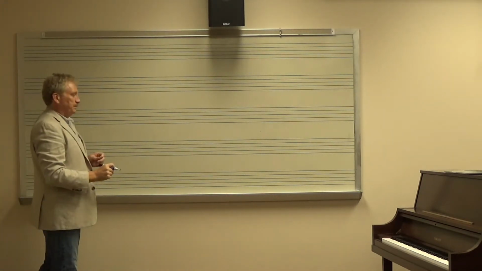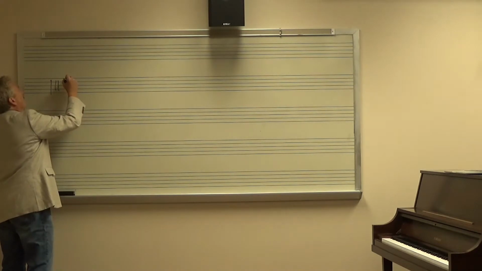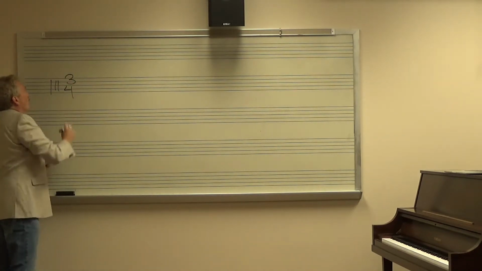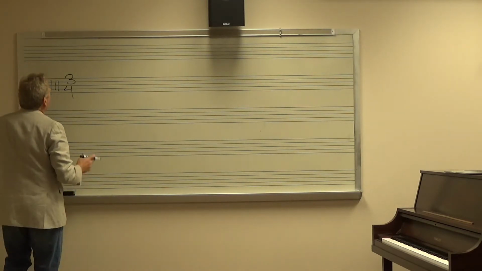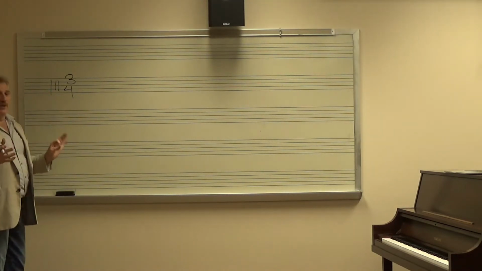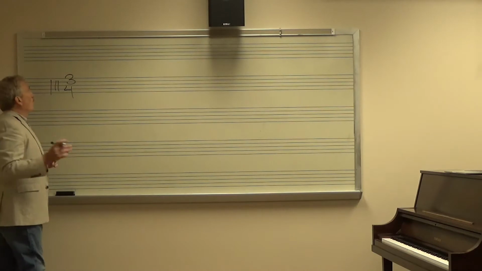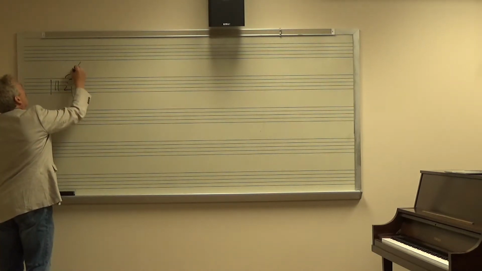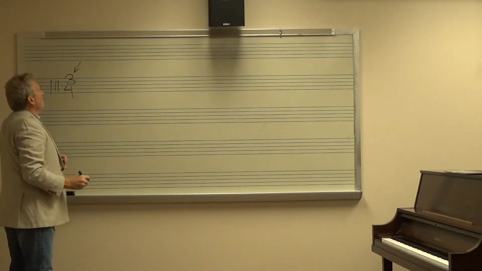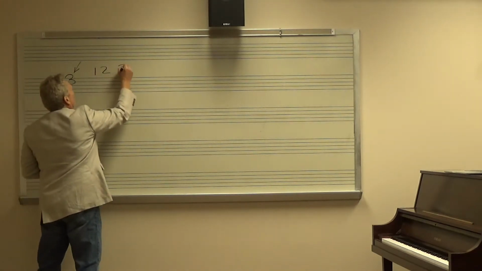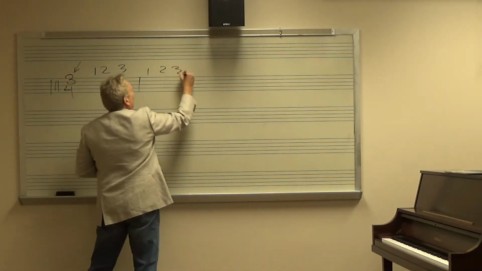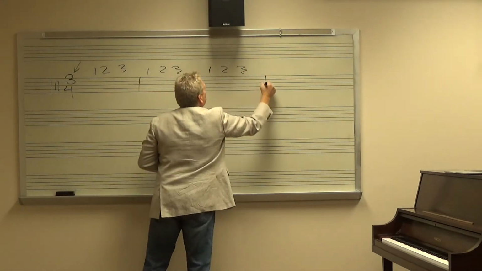For example, if I have a 3 over a 4, this tells me something. Right away, in my head, the 4 should tell me that I'm probably in simple time. You'll see why in just a moment. The upper number tells me that I have 3 beats, 3 beats in my measure. 1, 2, 3, 1, 2, 3, 1, 2, 3.